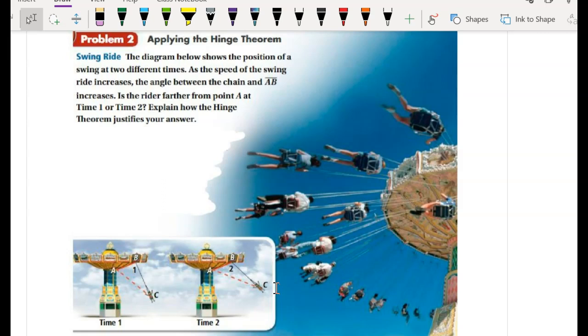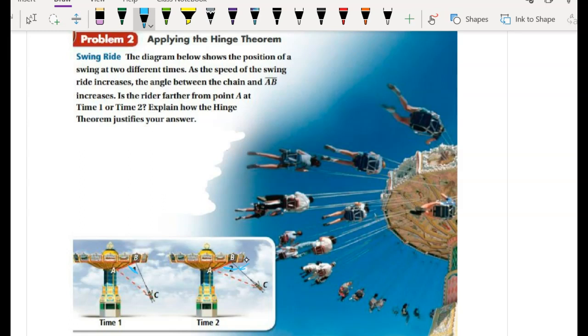No, it does not. So what does increase? Well, this angle right here at B. This angle increases. So if AB stays the same in both and BC stays the same in both, at which point is the rider furthest away from point A? Ride time number 1 or ride time number 2?